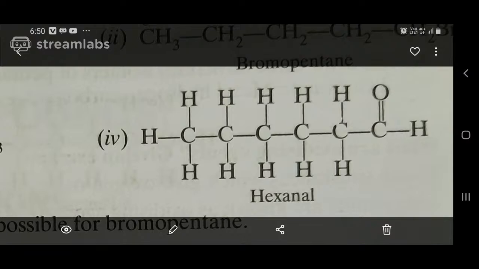Here double bond O, double bond O. Hexanal, you just write hexane, complete hexane. At the last, you have to remove 2 hydrogen. Remove 2 hydrogen and join double bond O. That becomes the CHO group. CHO group represents the aldehyde, and that is hexanal.